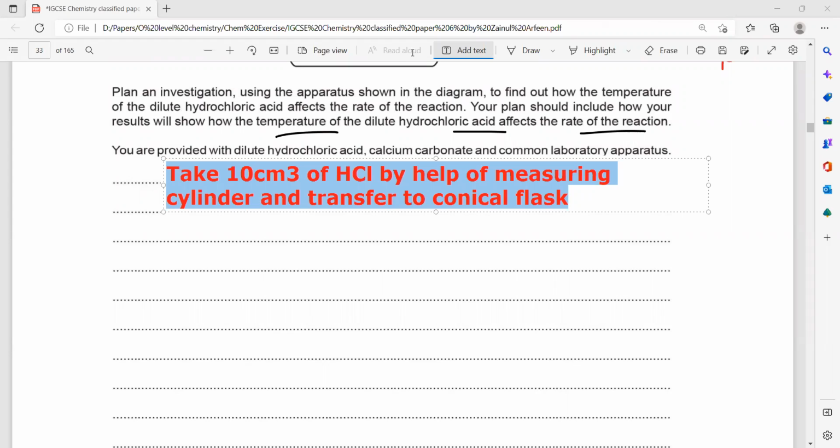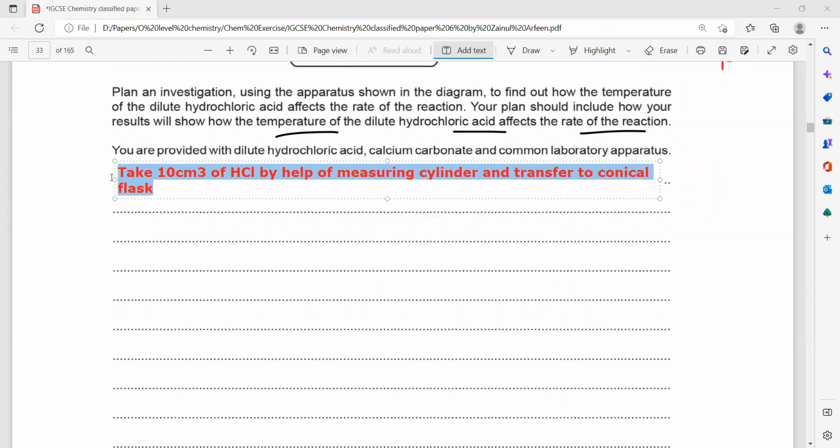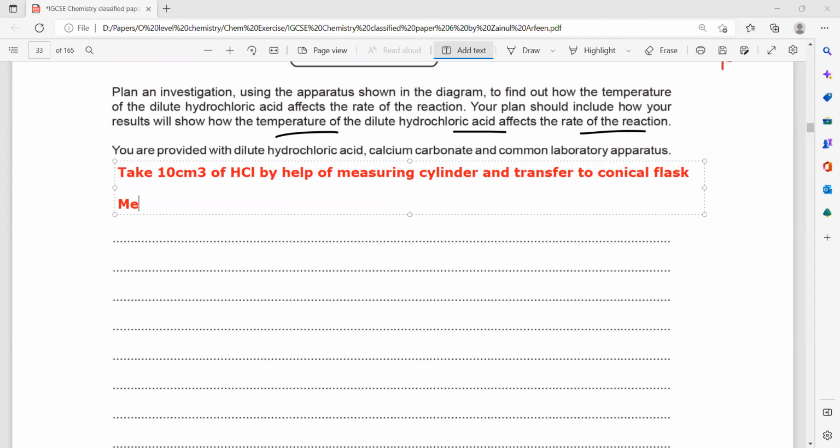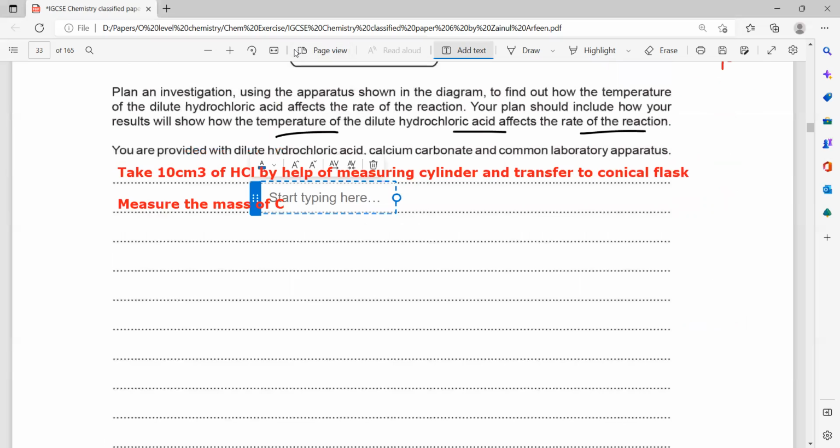Why can I not mention a pipette? Because I mentioned 10 cm cube, and 10 cm cube cannot be measured by a pipette. That's why. So we took 10 cm cube of hydrochloric acid. We transferred that into a conical flask. That's the first thing. Then we measure the mass of what we mix here, which was calcium carbonate. So measure the mass of calcium carbonate or take a known mass of calcium carbonate.